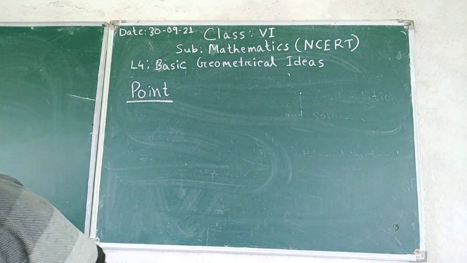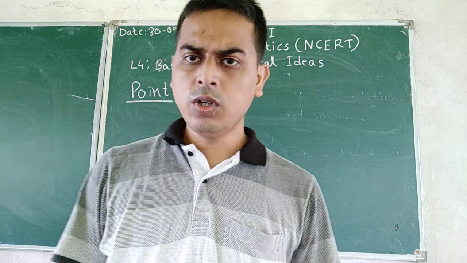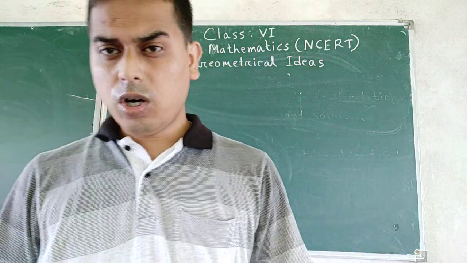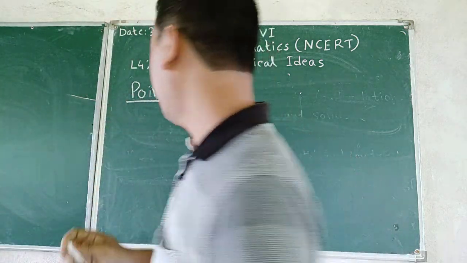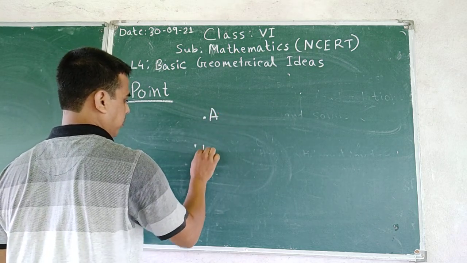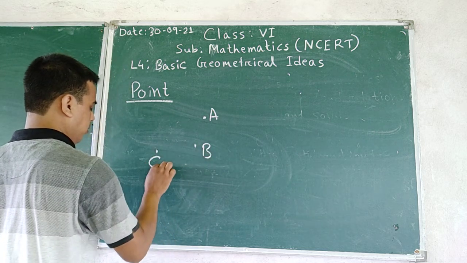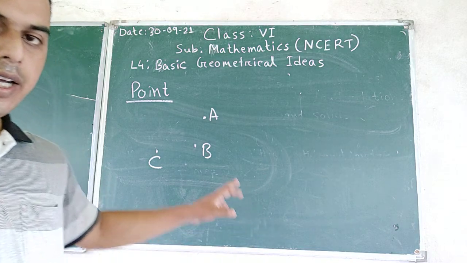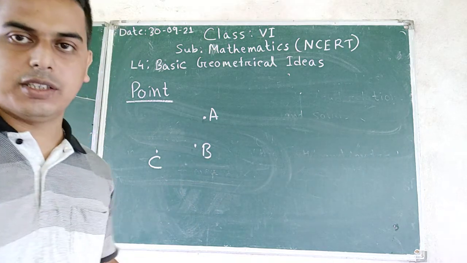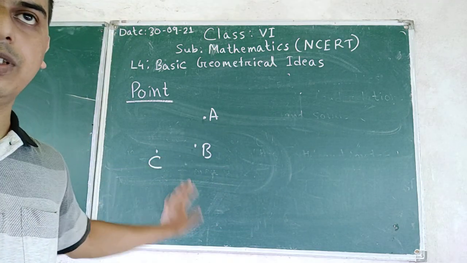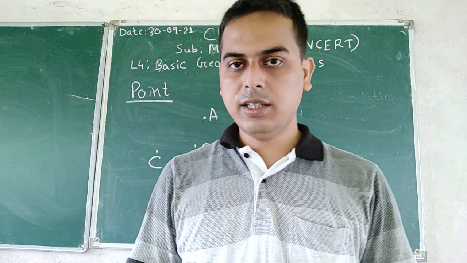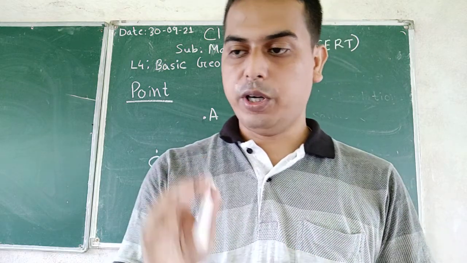So our first basic concept is point. So what is a point? A point is a mark of position or location on a plane. You can see here I have made some dots, here, here, here, and I have represented them with capital letters. So this I will call point A, point B, point C. Now any mark or dot made by a sharp pen or pencil, that we will call a point.